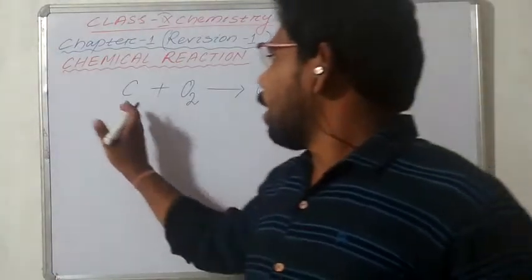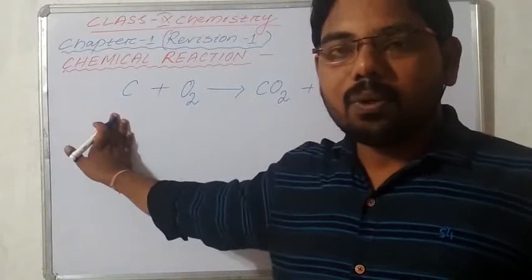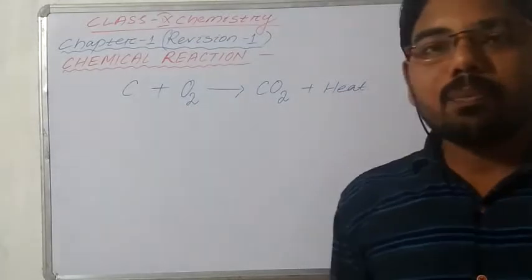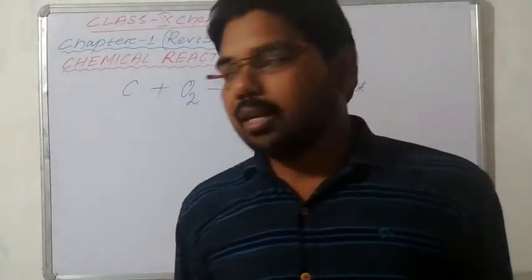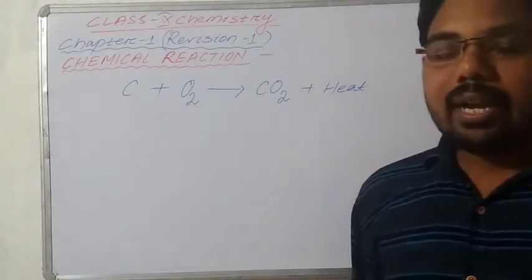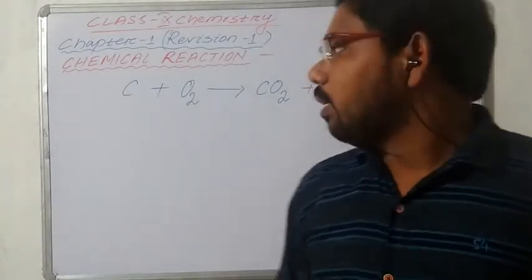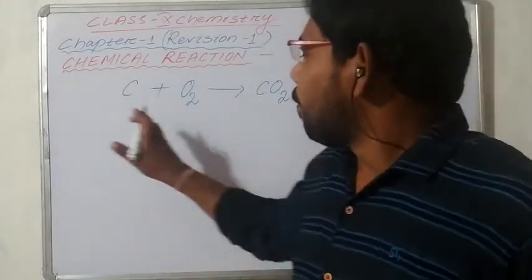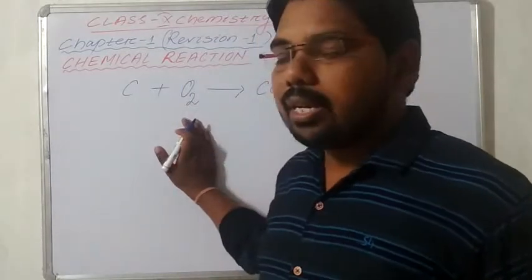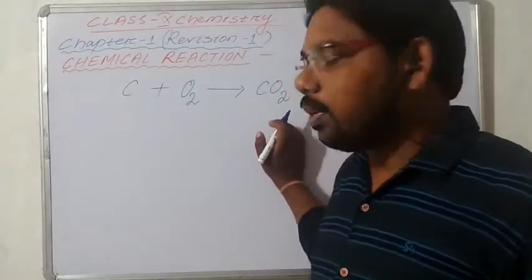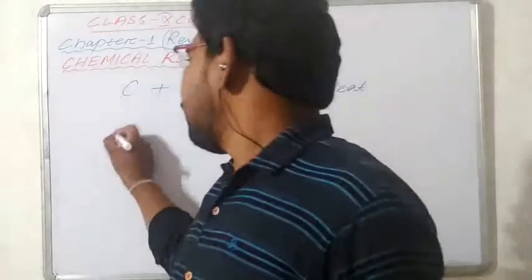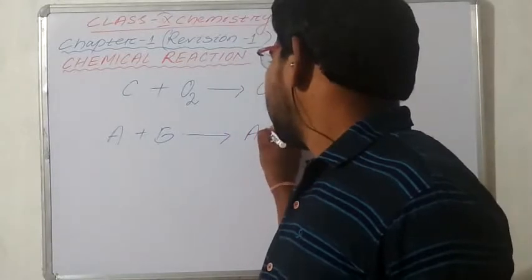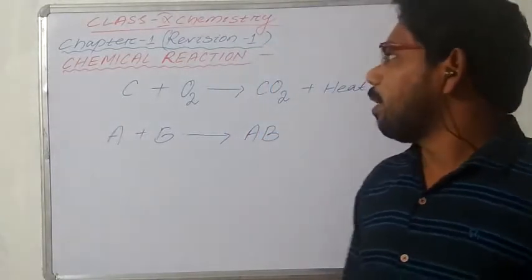Carbon is present generally in wood and coal. When we burn the wood, it is changed into its oxides, and carbon dioxide gas is also released. So a chemical reaction means one substance reacts with another substance to form completely new products. Generally we write it as A plus B to form AB. It is also a chemical reaction.